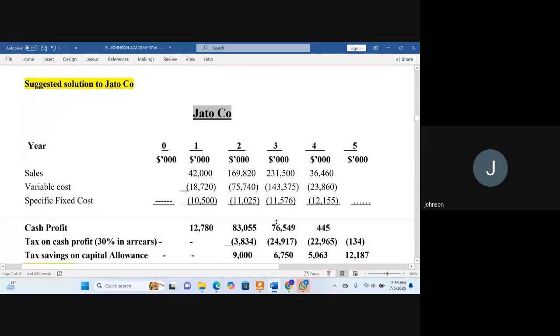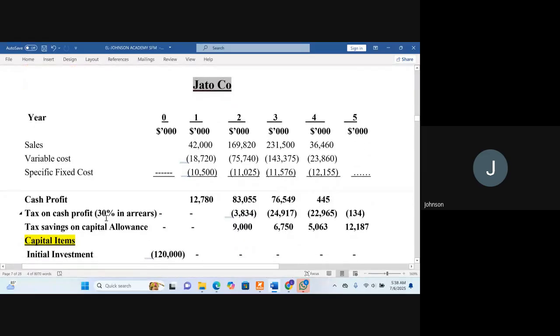So they say tax will be payable in arrears. So this is our cash profit. We now say 30% of our profit in year one, we are not going to pay it in year one, because our tax will be payable in arrears. So that answer you get, you are going to pay it in year two. So 30% of 12,780 is going to give us this amount. 30% of the profit of year two, we pay in year three. 30% of profit in year three, we pay in year four. 30% of profit in year four, we will pay in year five. Okay, they are going to be in the jacket.